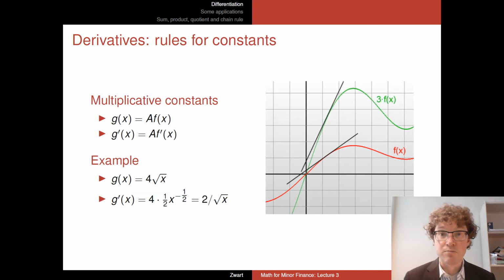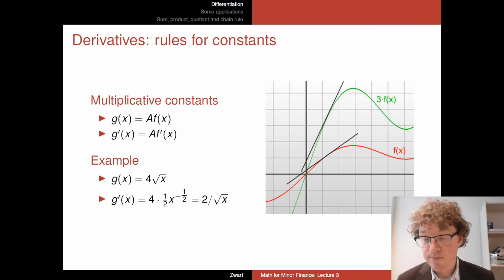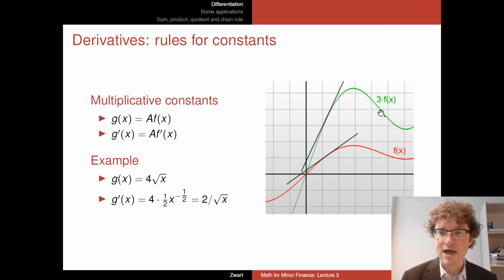So what happens if I multiply a function by some constant? So here I define the new g of x by multiplying the old f of x by, again, a constant, a capital A. So here we do this for a picture. So again, we have this wavy line, the red line, which is a graph of f of x. The green line is the graph of 3 times f of x.